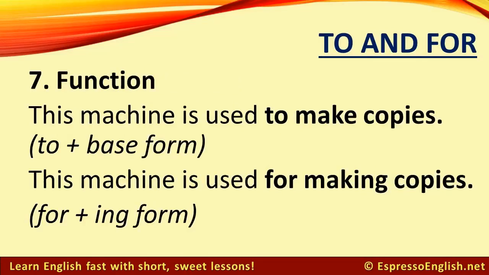When talking about function, we can use to or for, but to is followed by the base form, and for is followed by the ing form of the verb. This machine is used to make copies. This machine is used for making copies.